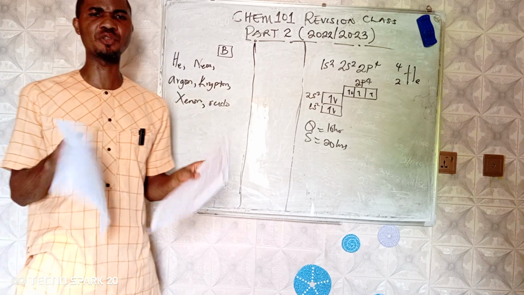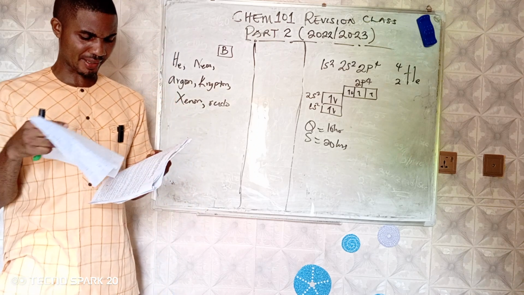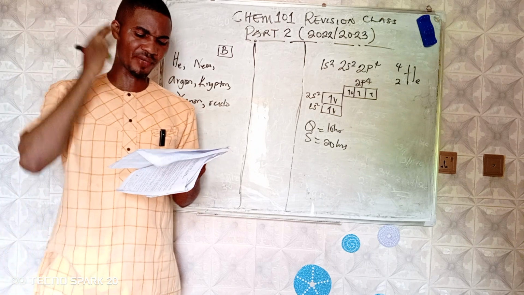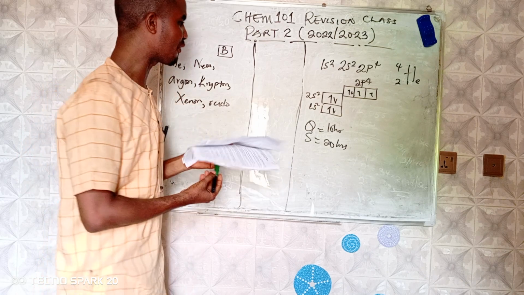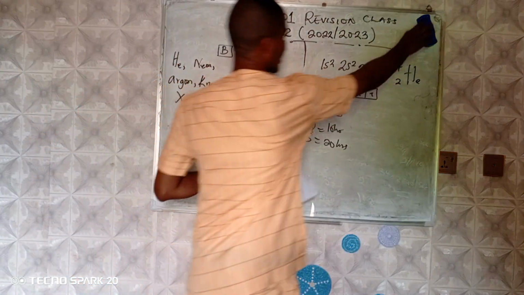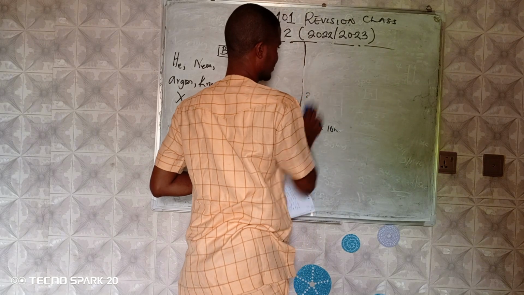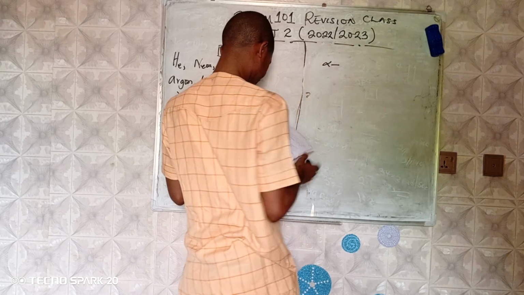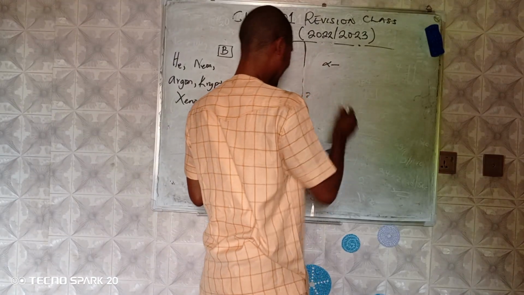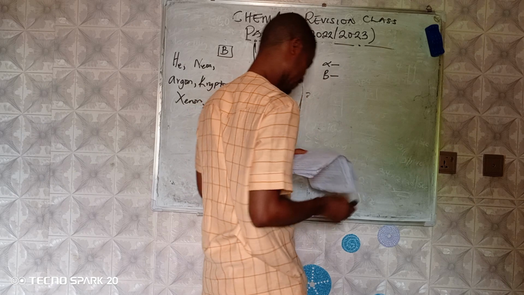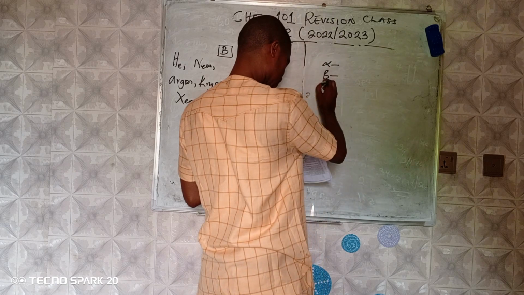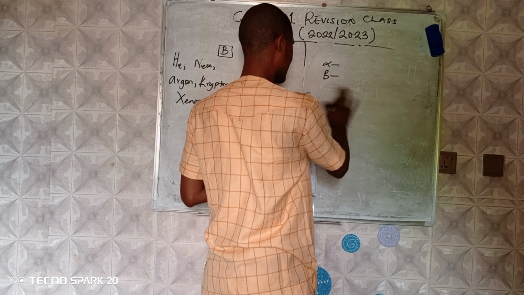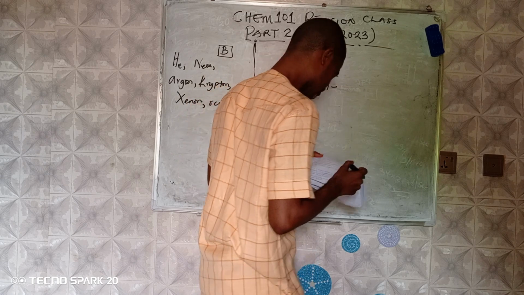Let us look at the types of radioactive radiations, which is question number 23. Let's write. There are 4 major types of radiations. We have the alpha radiation. We have the beta radiation. We have the neutron radiation, that is N.